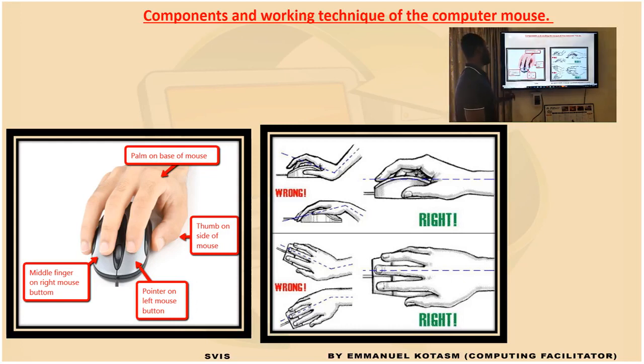And on this side, which is known as the right click, we have the middle finger on the right mouse button. And this is known as the left mouse button. So this is on the left mouse button and the thumb just rests at the side of it. When you come to this side, we have a wrong way of holding the mouse and the right way of holding the mouse. So just check it well and know how to hold your computer mouse.